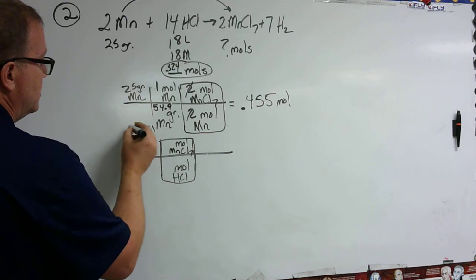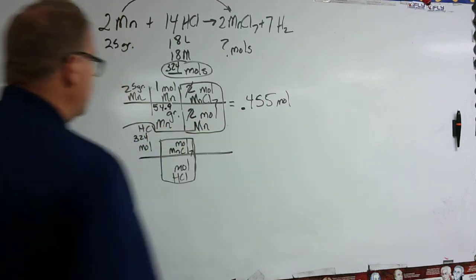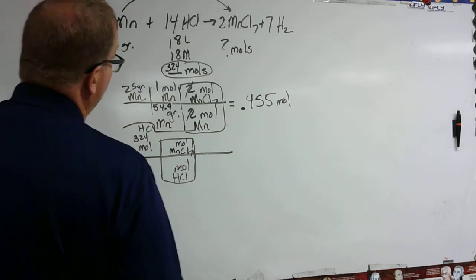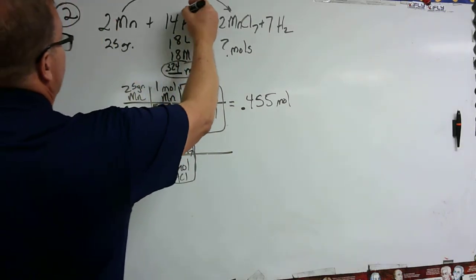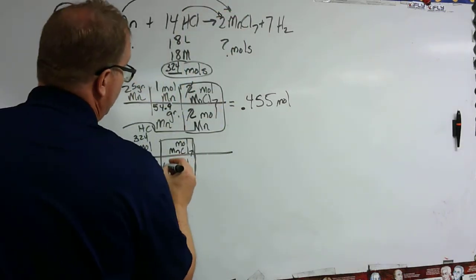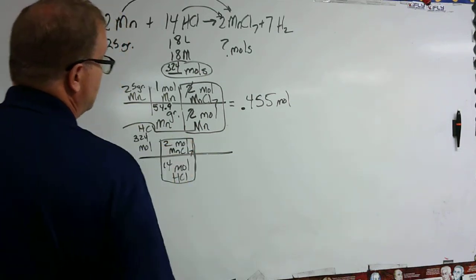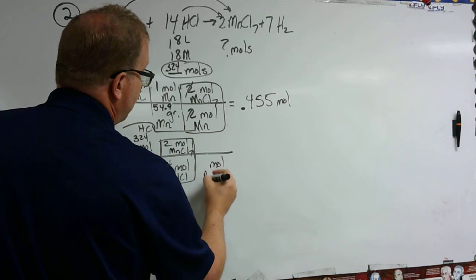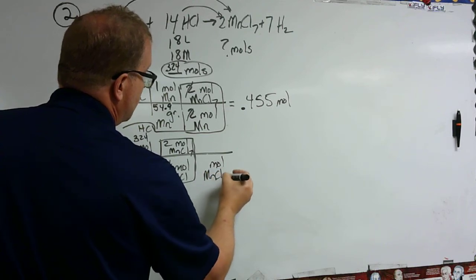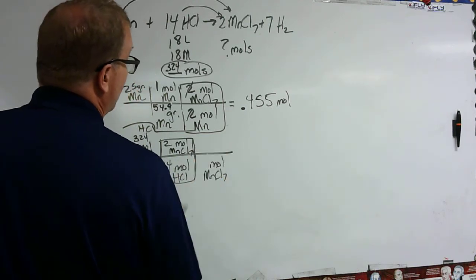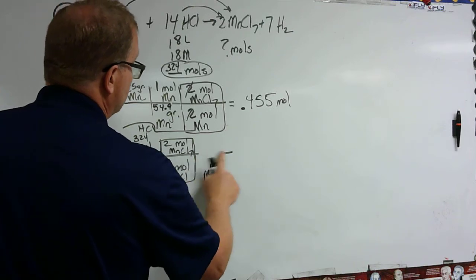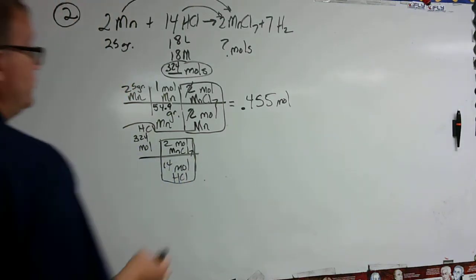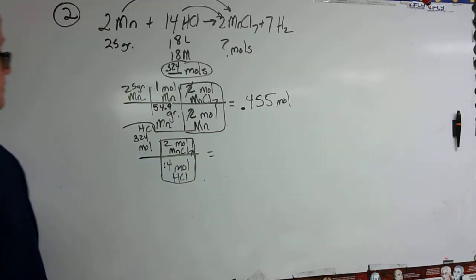Go ahead and show that. And then we're going to put my numbers in the mole box, 14 and 2. Then I'm going to go to the bottom, follow pattern. And then I'm going to go, oh, guess what? We're done. Forgot we have to go to moles of MnCl7.